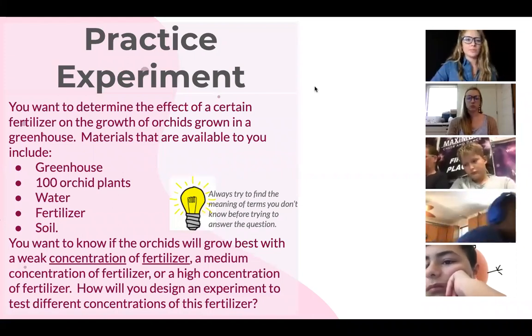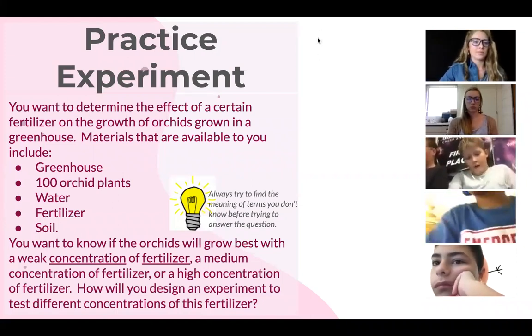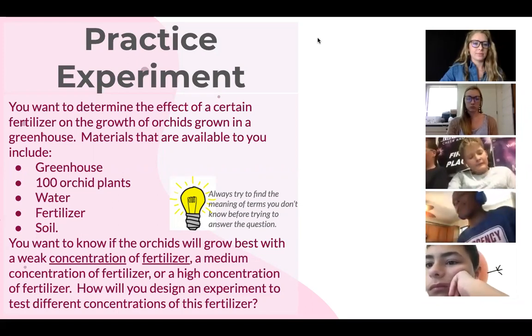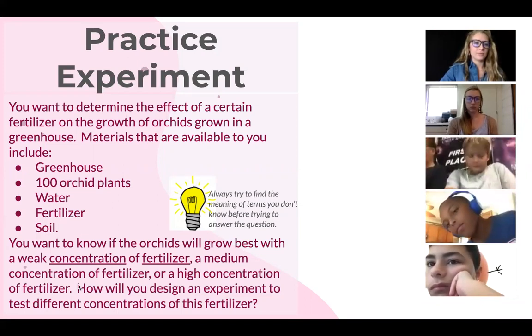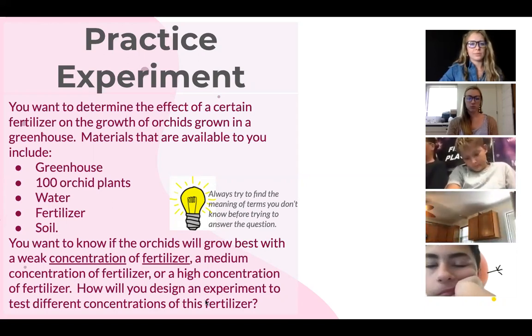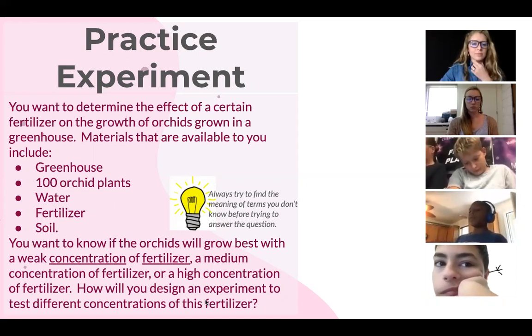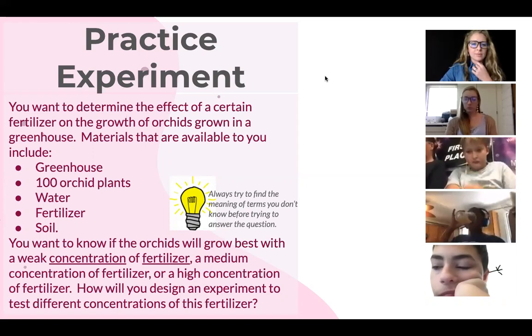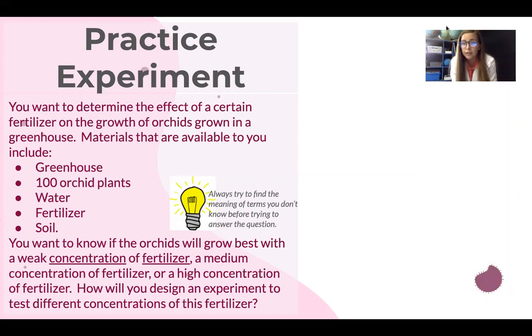So you always need to try to find the meaning of terms that you don't know before you try to answer the question. And the question here is, how will you design an experiment to test different concentrations of this fertilizer? If we don't know what a concentration or a fertilizer is, we can't answer this question. So I'm just going to go ahead, to save us time, and tell you what these two things mean. So a concentration is how much of the substance is in a solution.